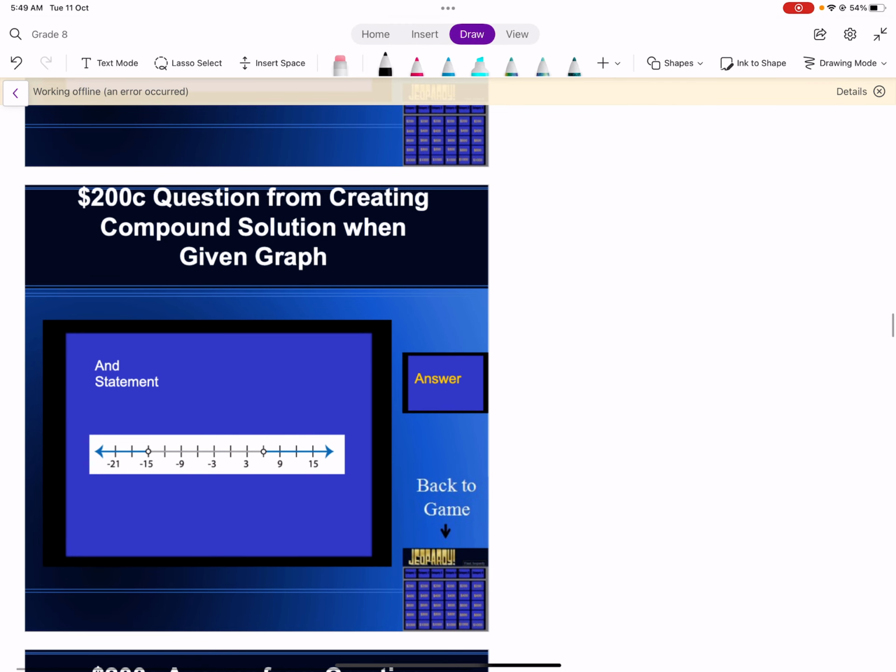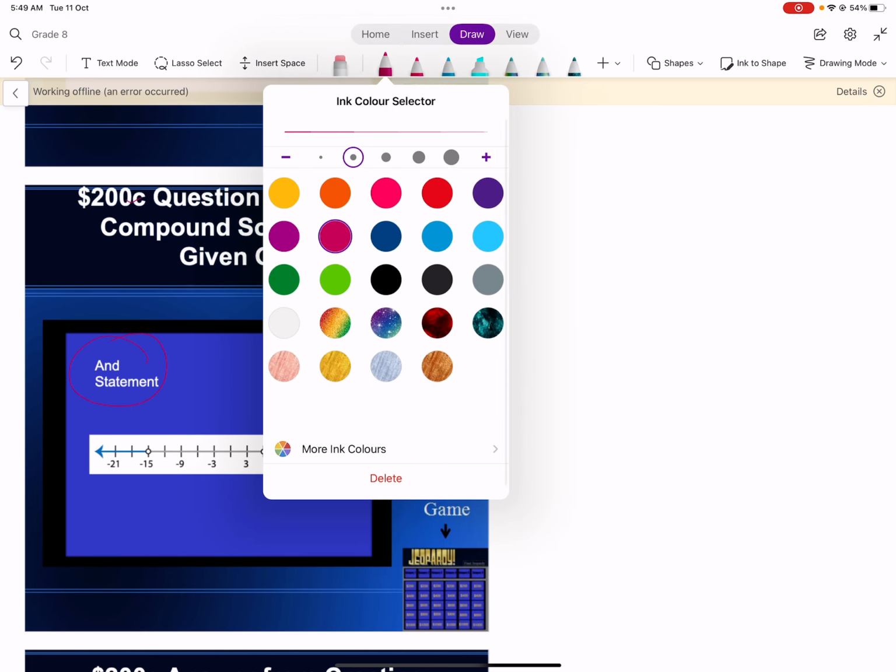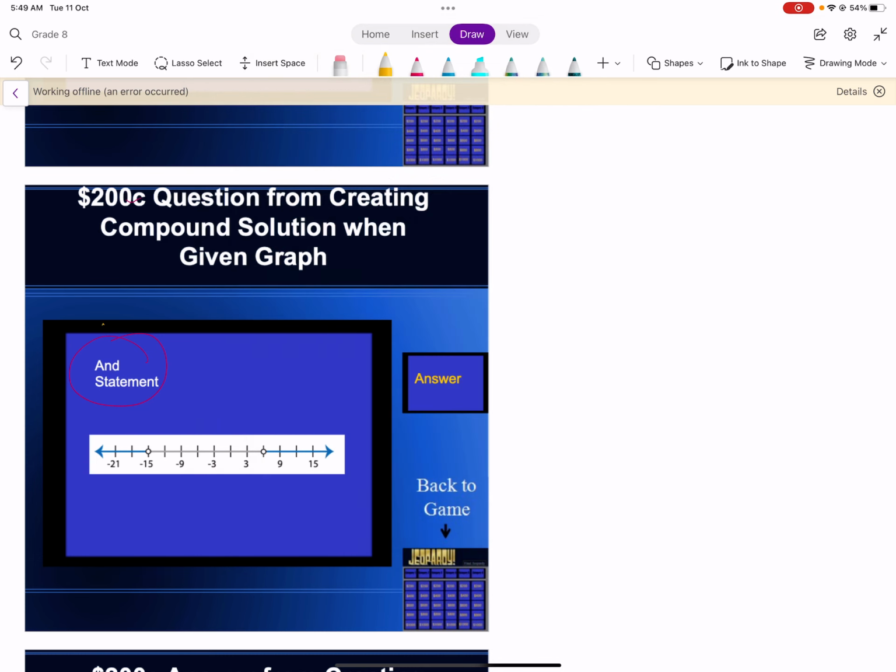So here we're given a graph, and then we're given the type of statement, and then we have to figure out what the overall answer is based off of that. So for this one, it tells us it's an and statement. Let me use a different color. It tells us it's an and statement. And then it gives us this graph here. And remember, when we're looking for an and statement, we're looking for where our graph overlaps. And none of these overlap at all.